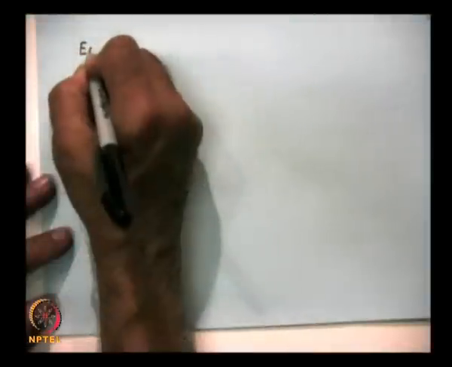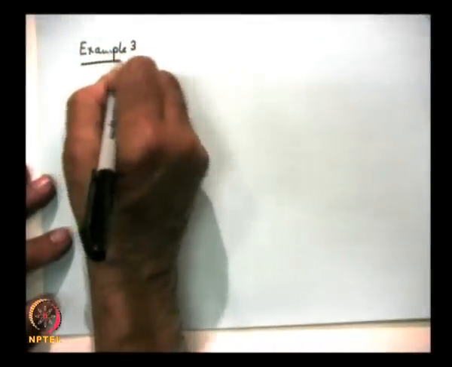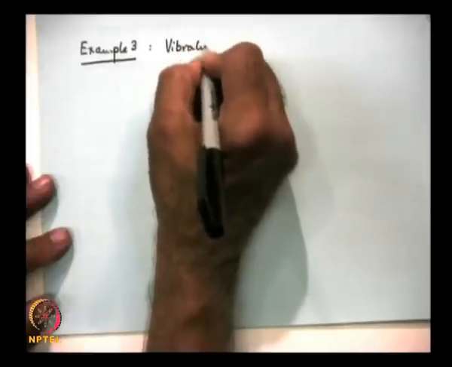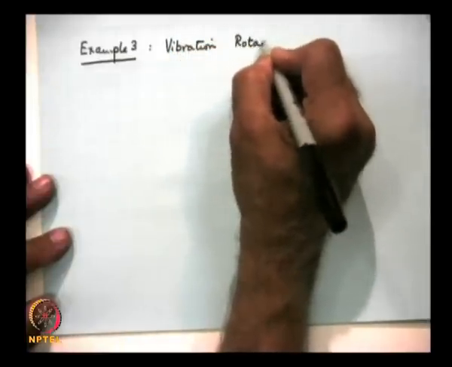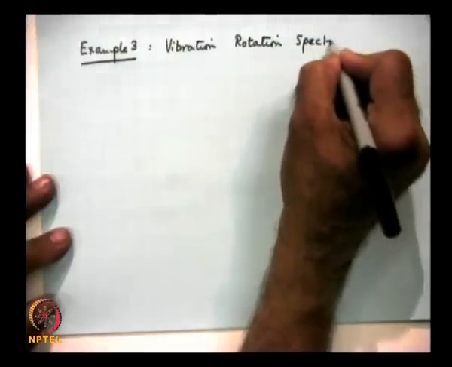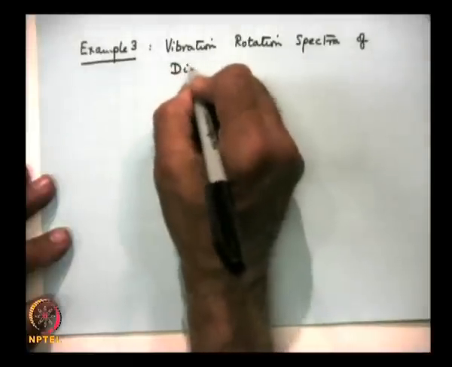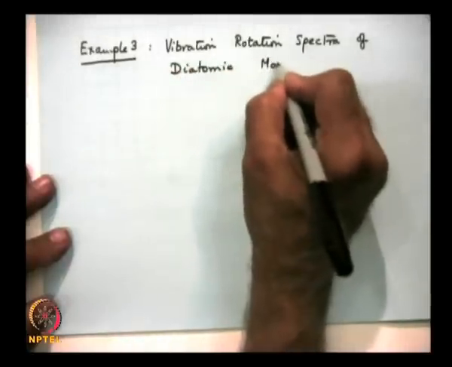So, our third example that we will be considering is the vibration-rotation spectra of diatomic molecules. Diatomic means the molecule has two atoms.